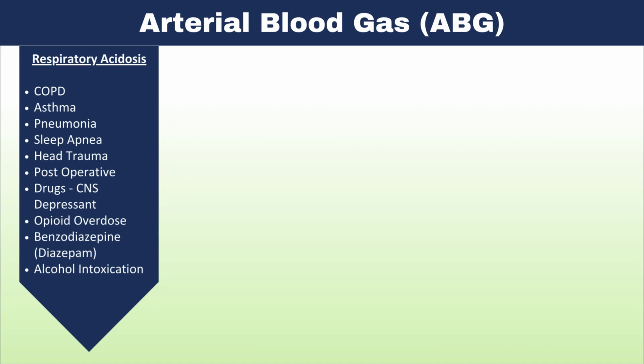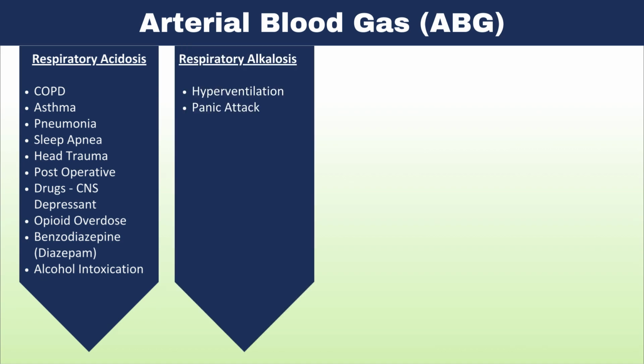Now we will see the causes of respiratory acidosis. The main cause is hypoventilation due to airway obstruction. The patient is not able to breathe properly or is breathing too slowly. Patients with chronic obstructive pulmonary disease, asthma, pneumonia, sleep apnea, or head trauma can have respiratory acidosis. Also patients who are post-operative and those who are taking CNS depressants can have respiratory acidosis. Opioid overdose, benzodiazepines such as diazepam, and alcohol intoxication can all cause respiratory acidosis.